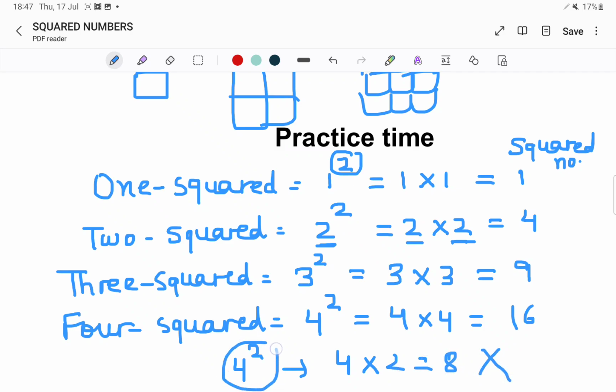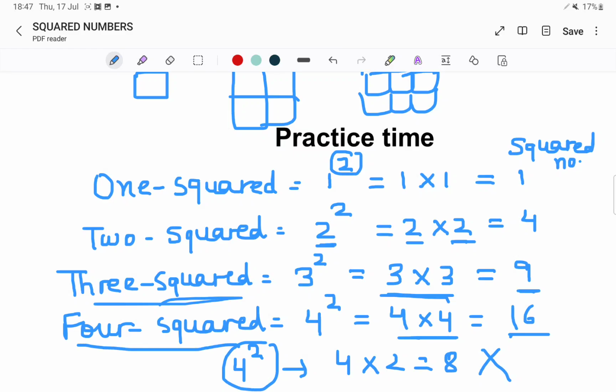Make sure 4 squared means it is a 4 by 4 square. You have to think of it like this. When I say 4 squared, that means it is a 4 by 4 square, and 4 by 4 is 16, not 8. When I say 3 squared, it means it is a 3 by 3 square, and 3 by 3 is 9, not 3 by 2 equals 6.